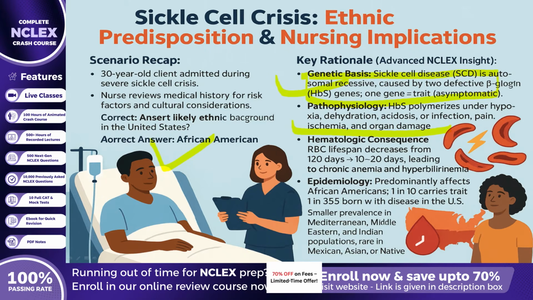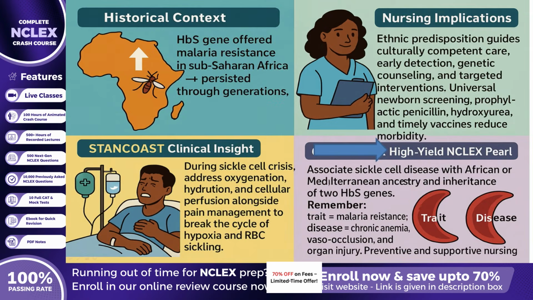structure and function. Under physiological stressors such as hypoxia, dehydration, acidosis, or infection, the abnormal hemoglobin S polymerizes, causing red blood cells to assume a rigid crescent or sickle shape. These sickled cells lose flexibility, clump together, and obstruct microcirculation, leading to vaso-occlusive crises, excruciating pain, ischemia, and potential multi-organ damage. Due to repeated sickling and destruction, the lifespan of red blood cells is drastically reduced from the normal 120 days to just 10 to 20 days, causing chronic anemia and increased bilirubin levels.